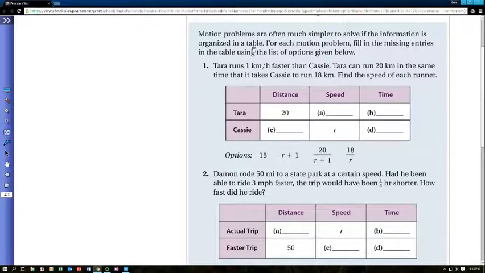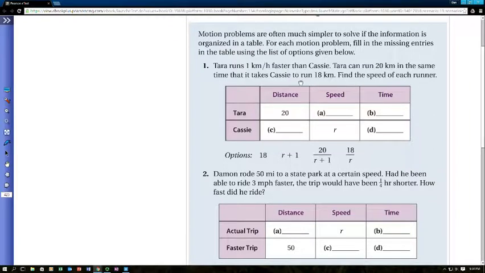So motion problems are often much easier, much simpler to solve if the information is organized in a table. They've shown this both times. We have distance, speed, and time, or distance, rate, and time, right? And they start organizing the information. So when we look at this one, it says Tara runs 1 kilometer per hour faster. Well, that's a rate, right? They're talking about rates. And Tara can run 20 kilometers in the same time it takes Cassie to run 18 kilometers. Find the speed of each runner.